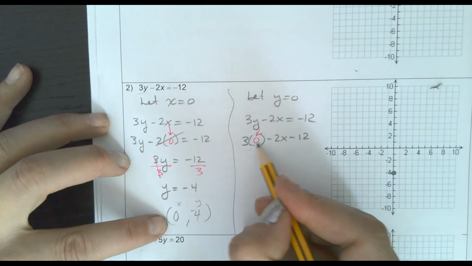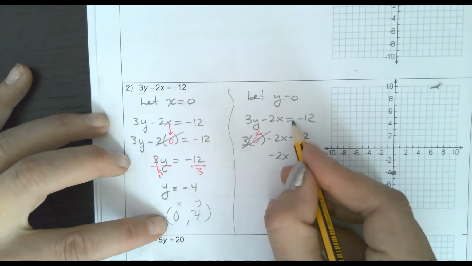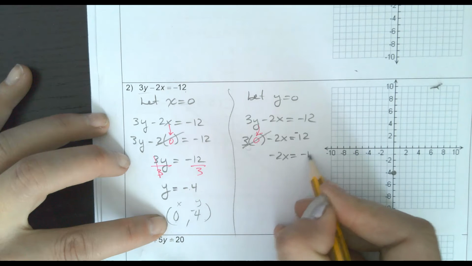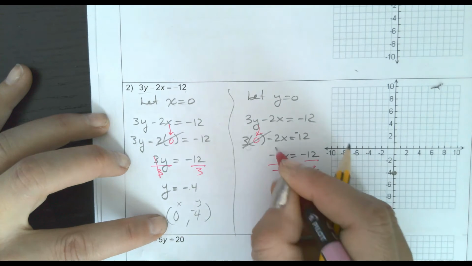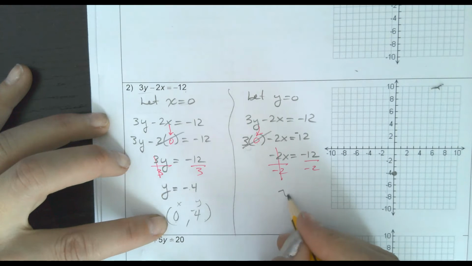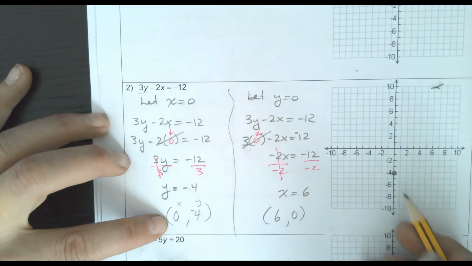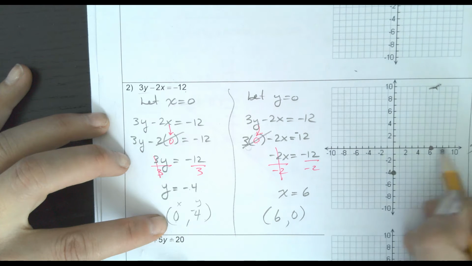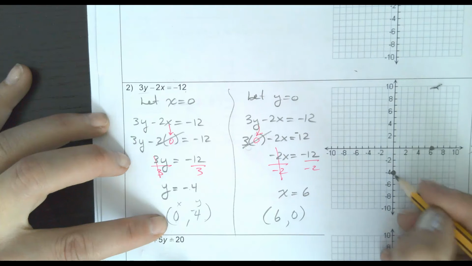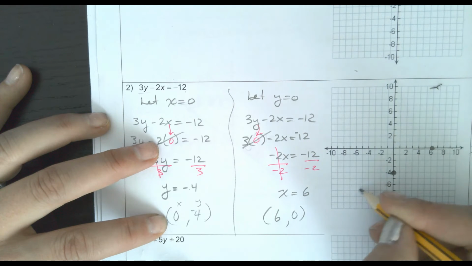Now we solve for x. So 3 times 0 is 0. Oops, I forgot my equal sign. I'm going to get rid of the 2, do same over same. That's 1. So 1x equals 6. So now if y is 0, x is 6. So that's my x-intercept because it intercepts the x-axis, and that's my y-intercept because it touches the y-axis.